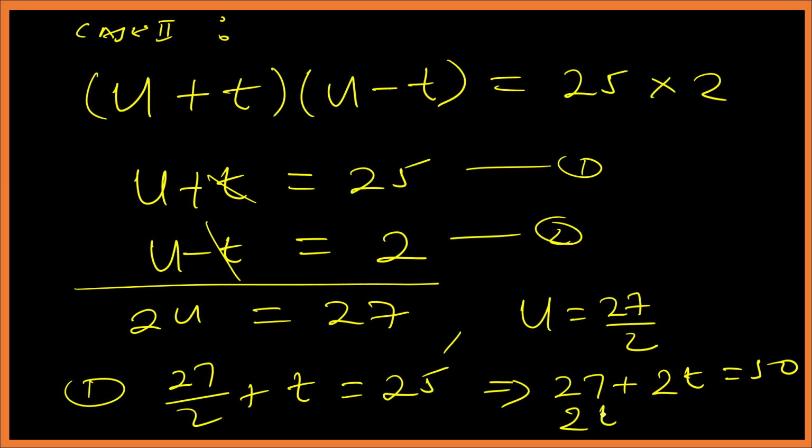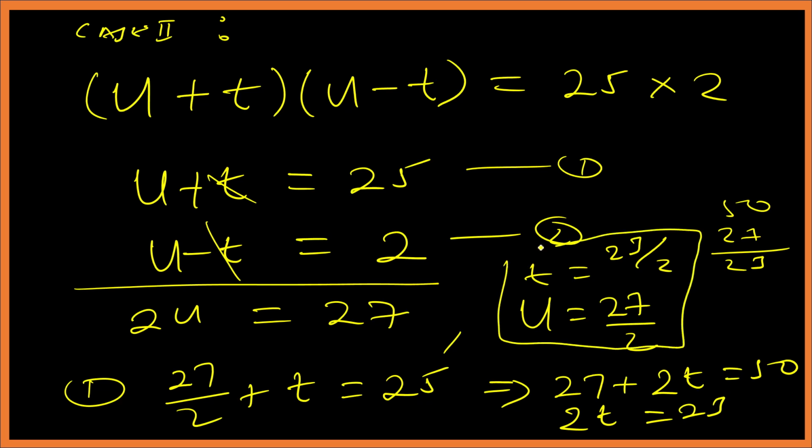So 2t will be 50 minus 27. So 50 minus 27 is 23. So my t will be 23 on 2. That is for case 2.